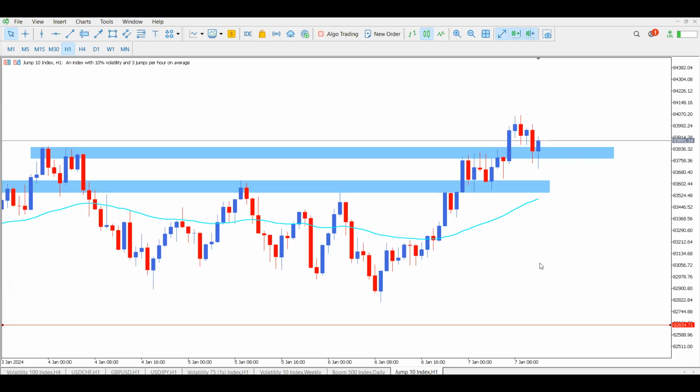Very quickly, before I go into the pips calculation, I've got to say this: calculating the lot sizes in volatility indices can be very tricky. This is because each synthetic index has its own different lot size, as opposed to forex where all pairs use the same lot size, with the minimum being 0.01.